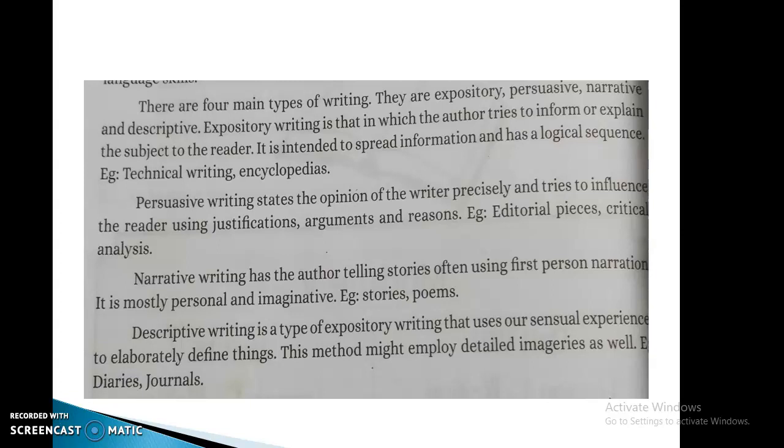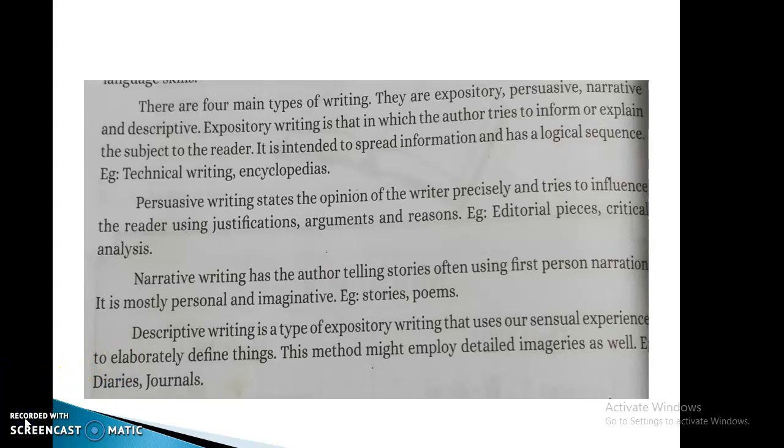So in persuasive writing, the writer exactly states his or her opinion, and also tries to influence the reader using justification, arguments, and reasons.